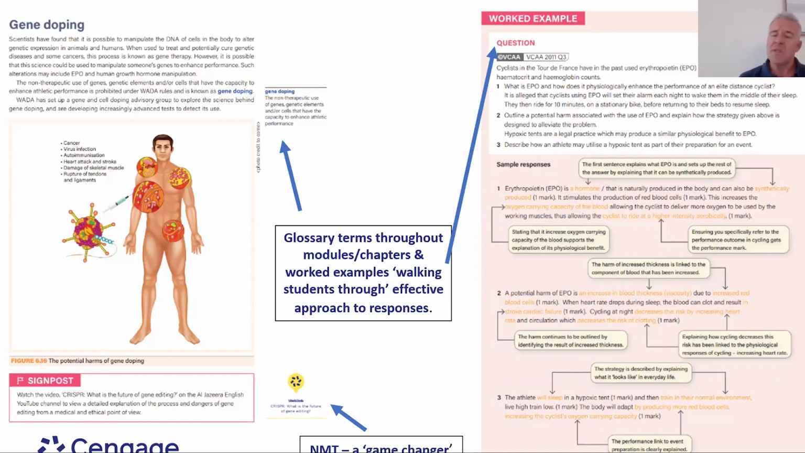Throughout our resources, whenever we introduce key terms or command terms, they will appear in the glossary section. We've also got areas of our resource where we unpack what we call worked examples. So a little bit more about Nelson MindTap. We've got some worked examples in terms of the contemporary issues, in terms of the FMA and the QMA. More on this in the next presentation in term 3.